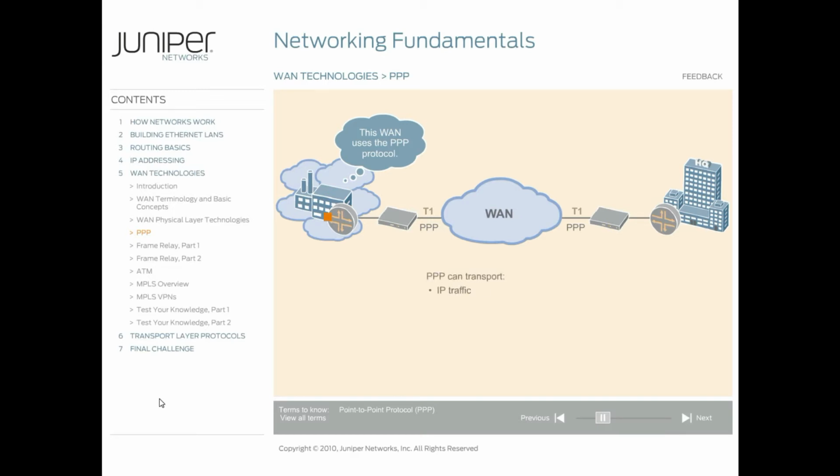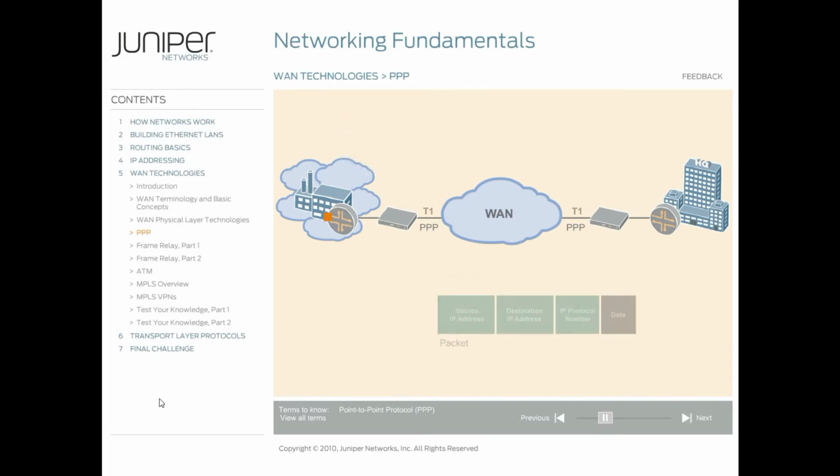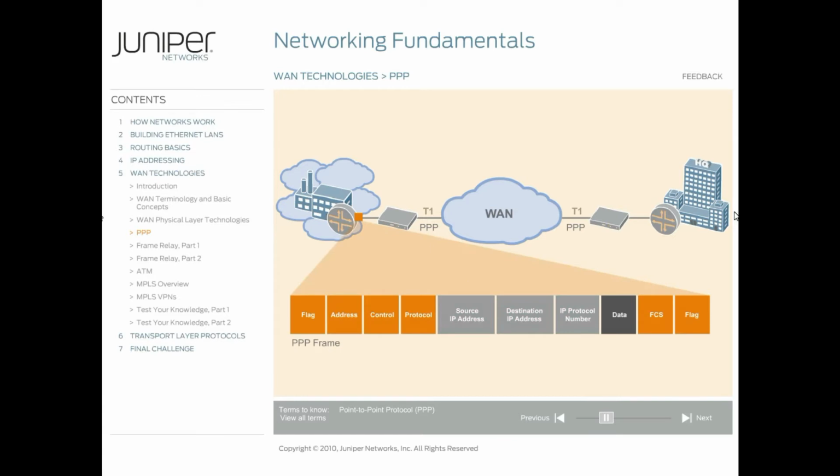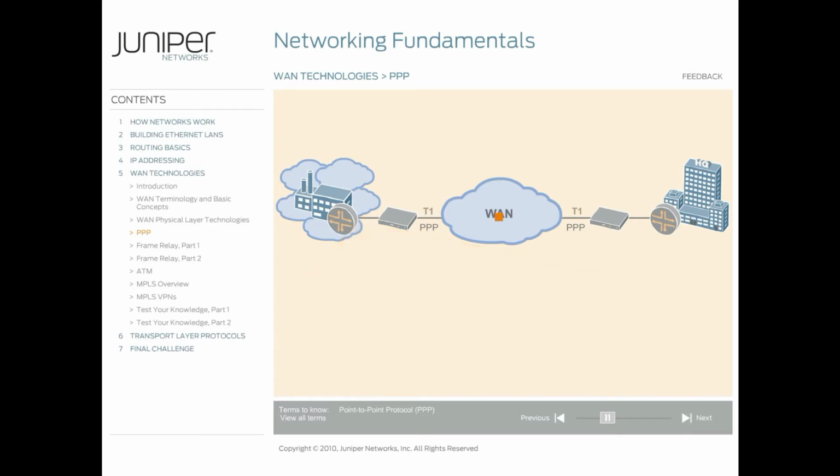PPP can transport IP traffic as well as other Layer 3 protocols, such as Novell's Internetwork Packet Exchange, or IPX, and Apple Computer's AppleTalk. This section focuses on IP traffic. PPP is used over leased lines as well as dial-up connections. The process for encapsulating the data into a PPP frame is the same as it is for an Ethernet frame. Once the router encapsulates the IP packet in the Layer 2 PPP frame, the Layer 3 IP address isn't examined again until the PPP frame arrives at the destination router.